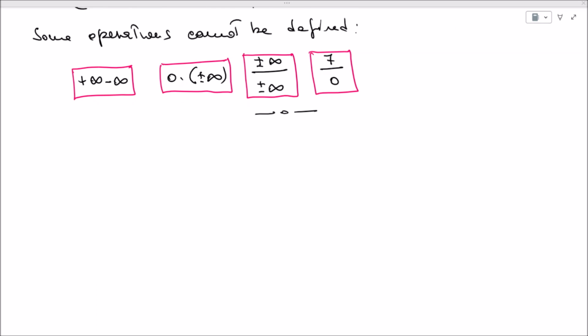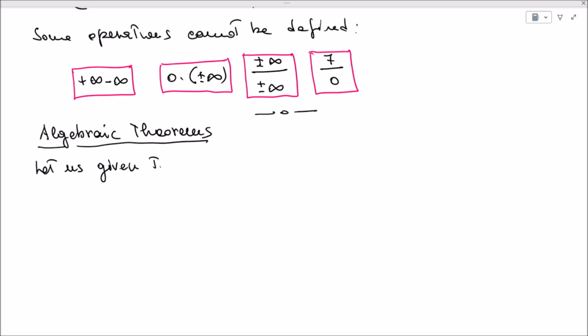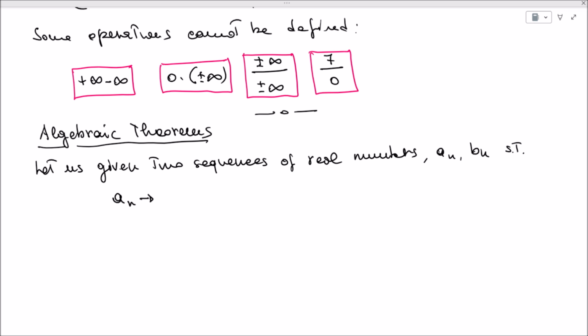we are now ready to state the algebraic theorems on limits. Let us be given two sequences of real numbers an and bn such that an tends to L1 in the extended real line, so it can be a convergent or divergent sequence. Bn tends to L2 in the extended real line.